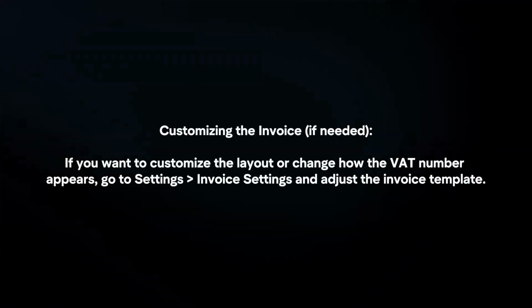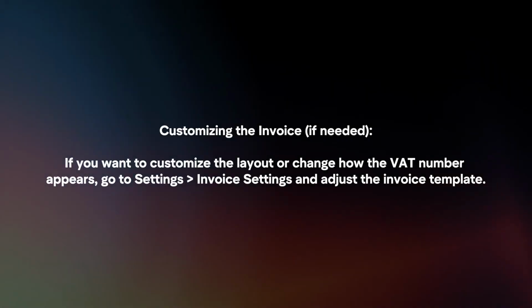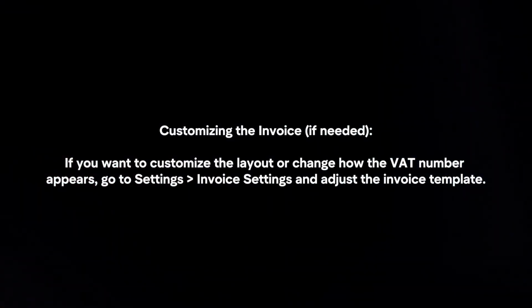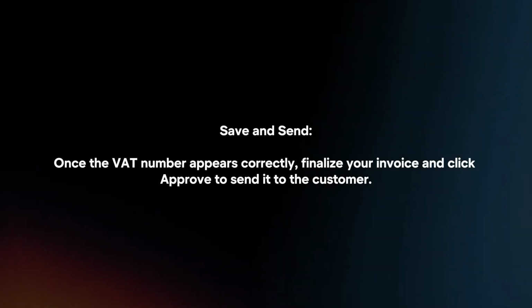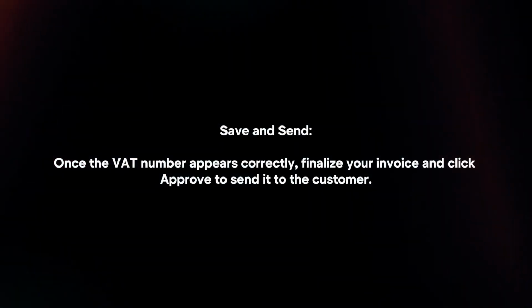Customizing the invoice. If you want to customize the layout or change how the VAT number appears, go to Settings, Invoice Settings and adjust the invoice template. Save and send. Once the VAT number appears correctly, finalize your invoice and click Approve to send it to the customer.